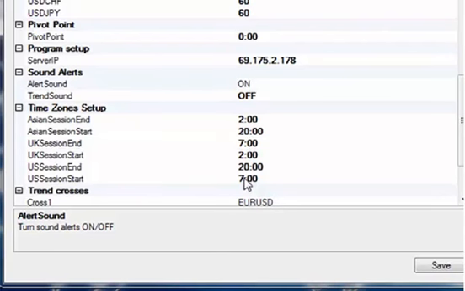instead of 7 a.m. And if we change 2000 hours to 1900 hours, then the US session will start at 7 and end at 1900 hours. So you can manually change the program or change the settings if you want to, just by simply going to the options field and changing the parameters here.